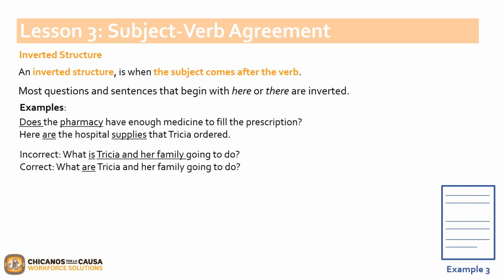Another example that actually would be incorrect would be, what is Tricia and her family going to do? The correct way you would write this sentence would be, what are Tricia and her family going to do?